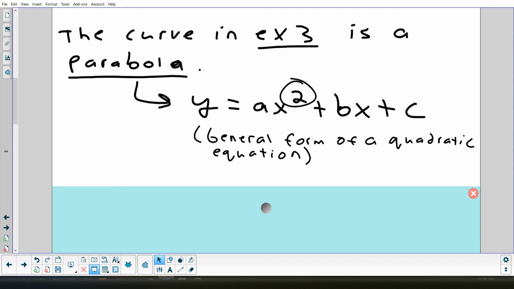This number, very important, tells you that it's a quadratic. It also tells you, if you subtract 1 from that number, how many turns the graph can take. So a parabola is allowed to turn 1 time. If your highest exponent was a 3, your graph would be allowed to turn 2 times. So it could look something like this. 1, 2 turns.